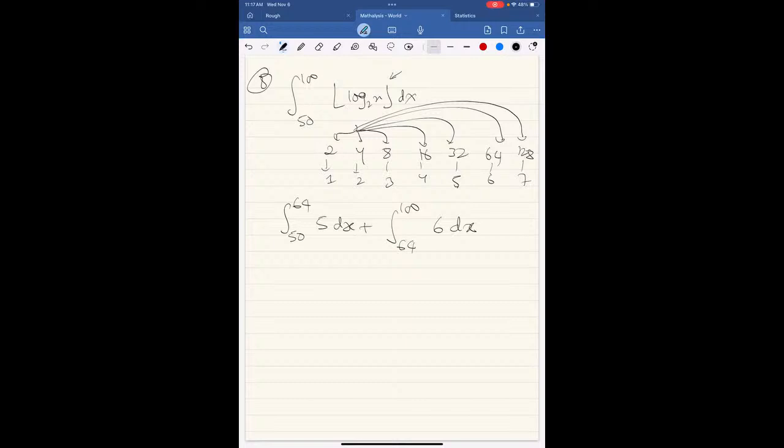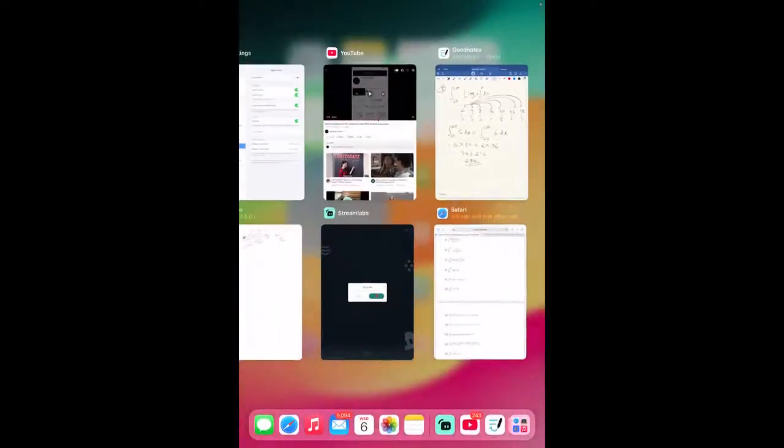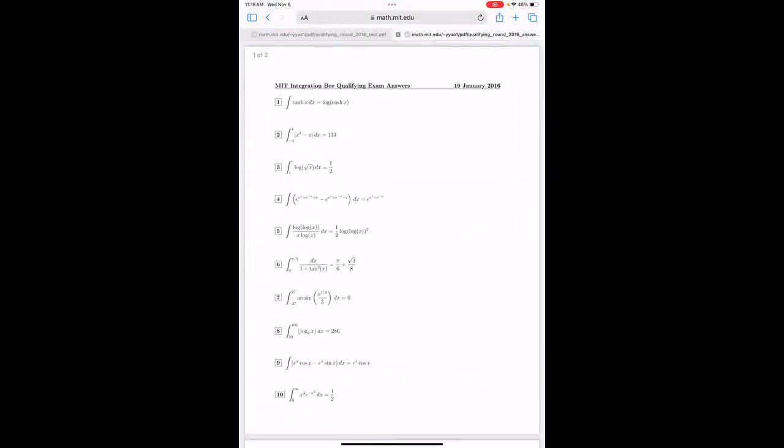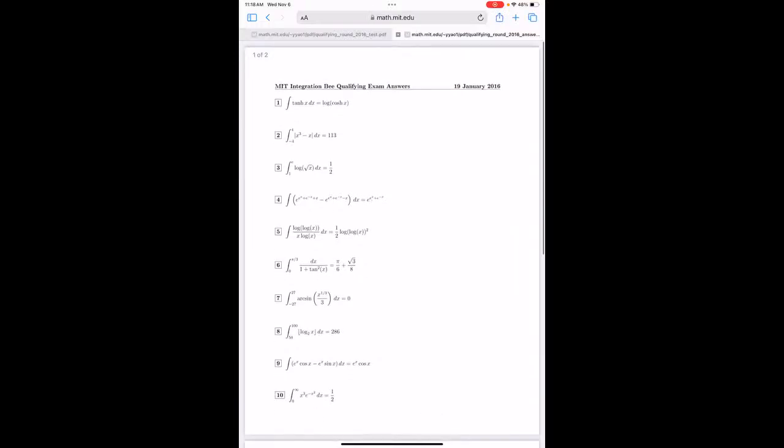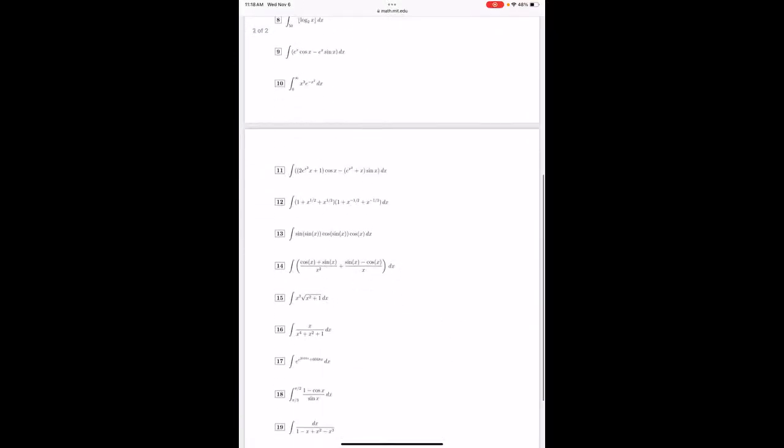So this is a good approach, and thanks to Muhammad. Now this is 5 times 14, plus 6 times 36. So this is 70 plus 216, and that's 286. Let's check the answer if it's 286 or not. Yeah, it's 286.